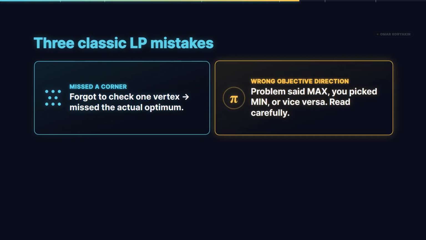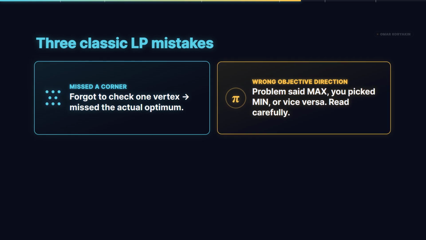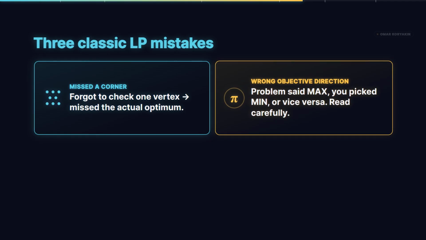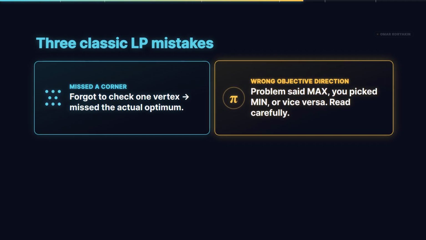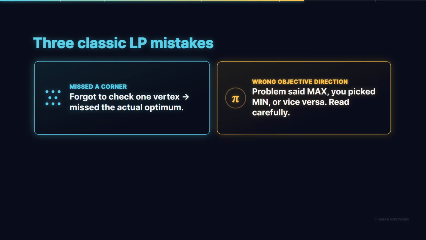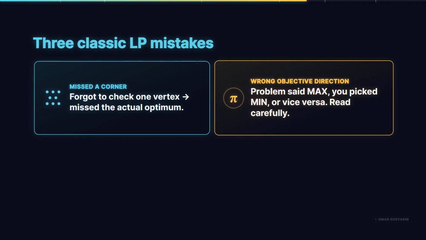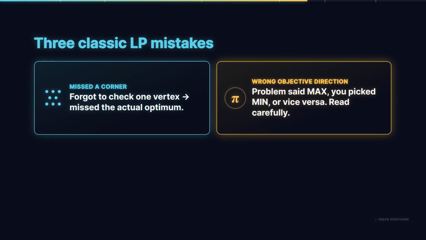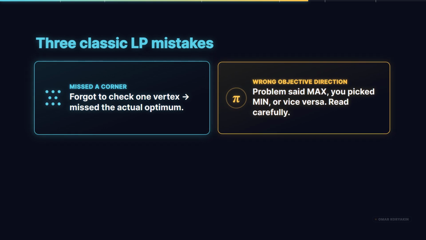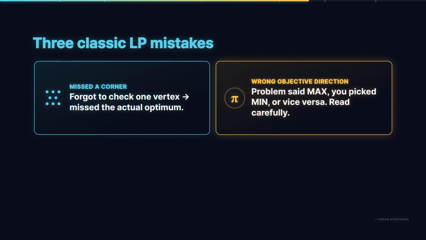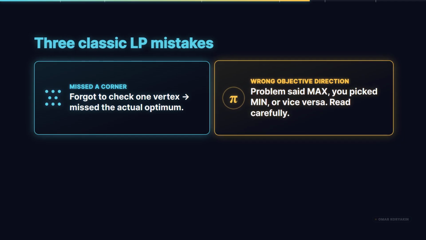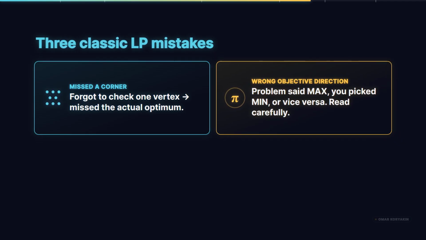Second mistake: picking the wrong corner because of confusion between maximization and minimization. A student in a profit problem picks the corner with the smallest objective value, when the problem asks to maximize, or in a cost problem picks the corner with the largest value when the problem asks to minimize. The fix is to read the problem statement carefully one more time after evaluating the objective at all corners, and to confirm which direction of optimization is required before selecting the optimum corner.